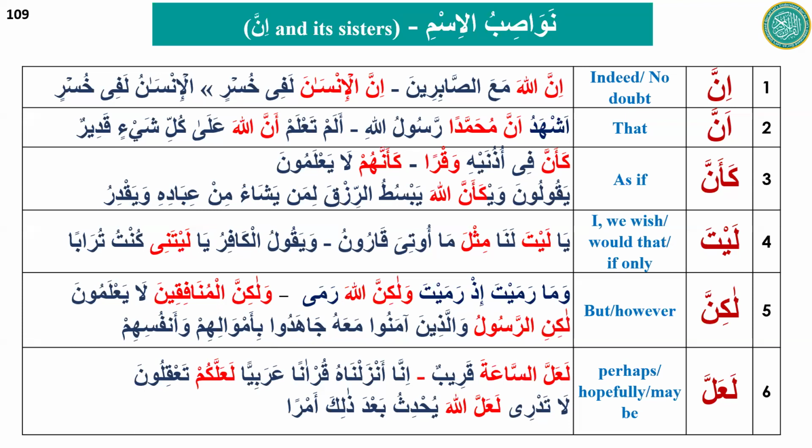Ya'lamuna is a verb, it is a fail. So hum is the ism mansub. For example, over here, وَيْكَأَنَّ اللَّهَ يَبْسُطُ الرِّزْقَ. So you see, the Ismul Jalala, Allah is in nasab status because of ka'anna. Okay. Thank you.